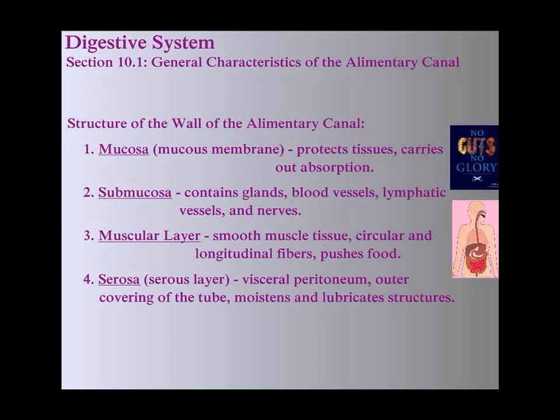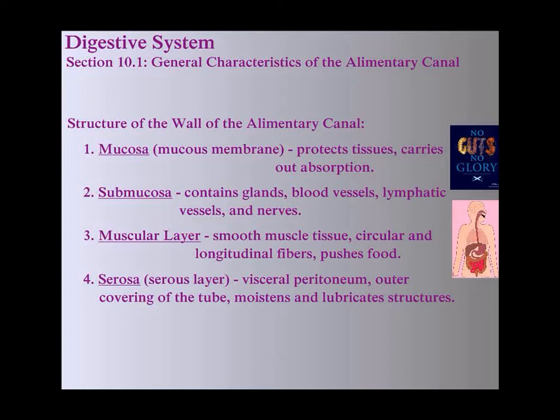Next, we have the muscular layer. Remember, I told you previously that the alimentary canal of the digestive system is most definitely smooth muscle. And they also have what we call circular and longitudinal fibers, and that's going to really help to push the food. All right, we'll talk about peristalsis more in a little bit, but that's what that muscular layer is.